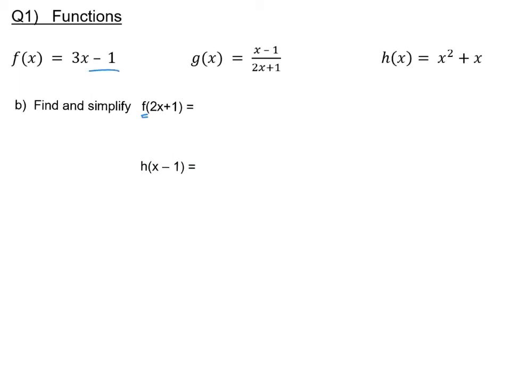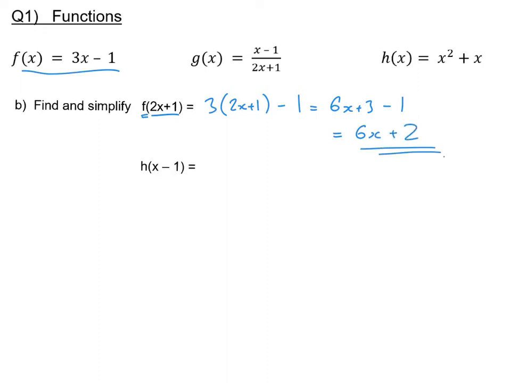Okay, now next up we have using the f function again, only this time we're not putting 3 where x is, we're putting 2x plus 1. So the idea of replacing x with brackets is something we could use from the previous example and in this one. Only this time we are expanding brackets and simplifying rather than evaluating. So our answer will be an expression in algebra, 6x plus 2.